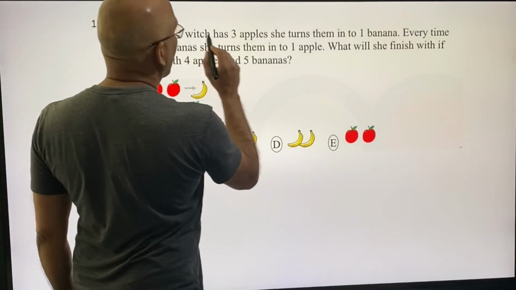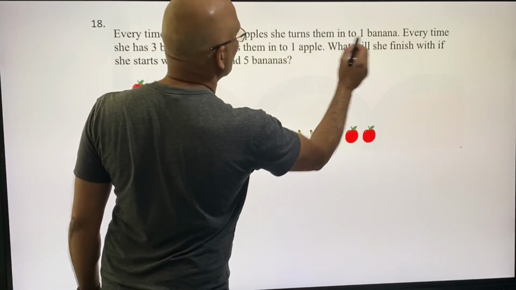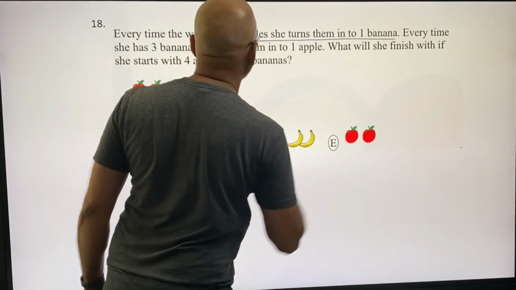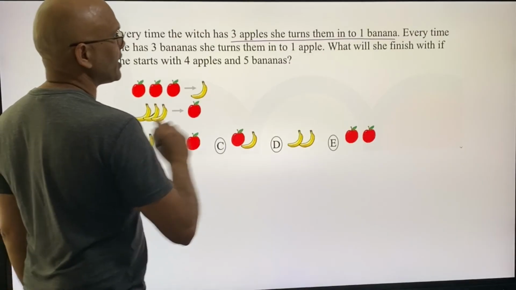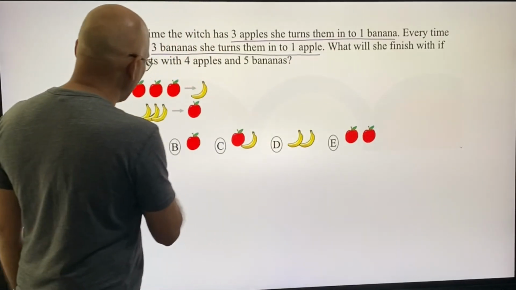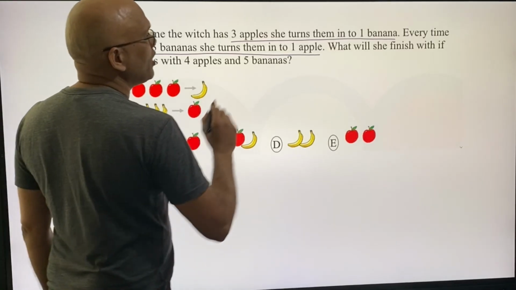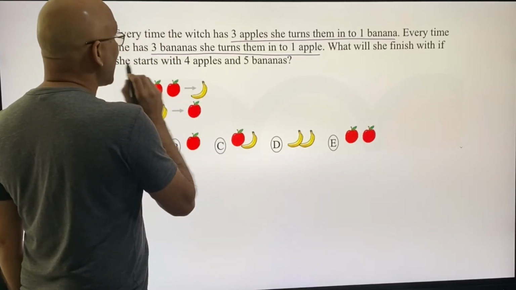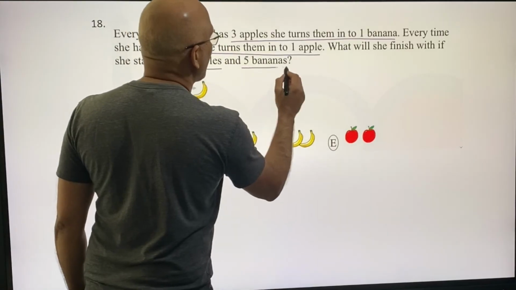Every time the witch has 3 apples, she turns them into 1 banana. Okay, 3 apples into 1 banana. Every time she has 3 bananas, she turns them into 1 apple. So 3 bananas into 1 apple. What will she finish if she starts with 4 apples and 5 bananas?